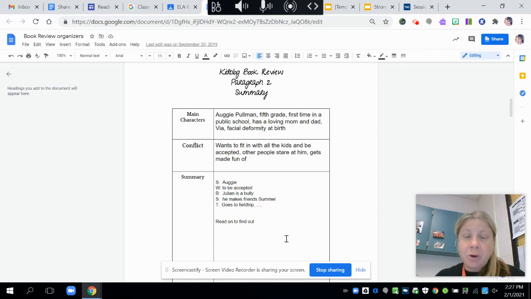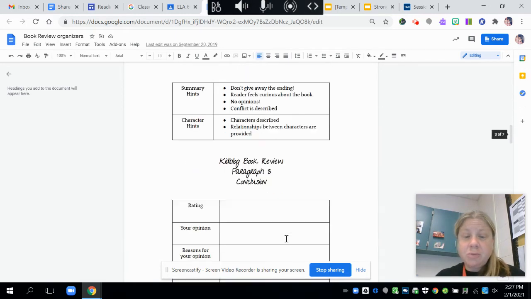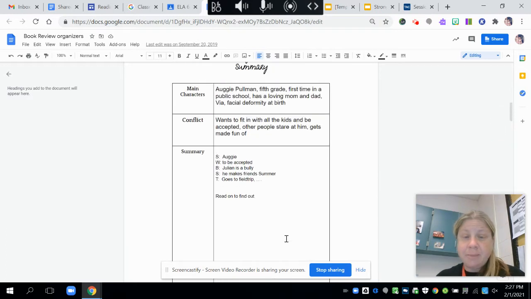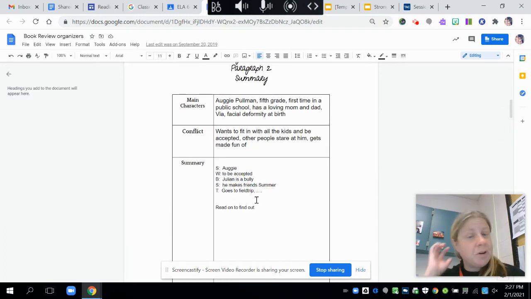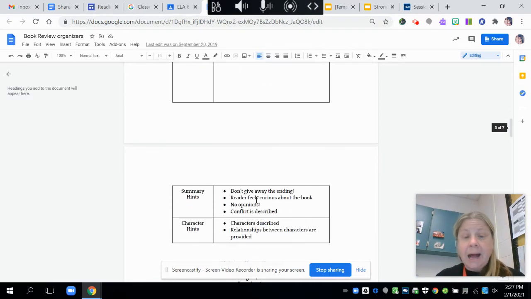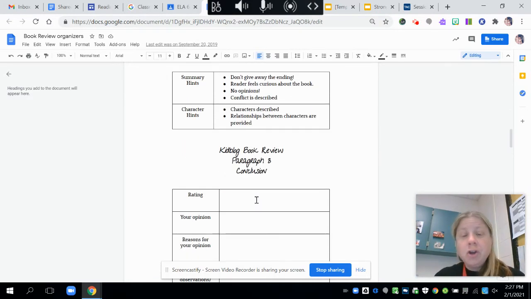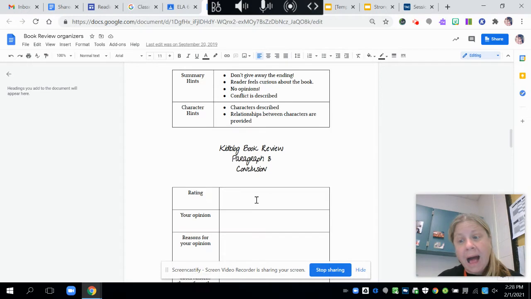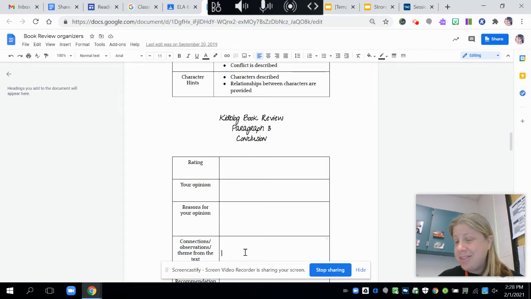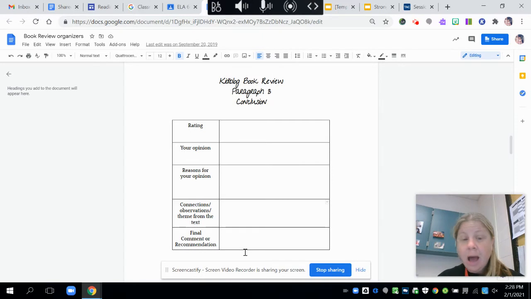Then you're going to go to your second paragraph, where you're going to use the somebody wanted but so then strategy to provide a little bit of information about the main character, a little information about the conflict, what the problem was in the story, and a little bit of information about the character. Your final paragraph is really just going to be summarizing everything. You're going to include a rating, your overall opinion, if you would recommend it to somebody, and why, with reasons from the text. Was there a theme that you felt this story really connected with you about? And then that final takeaway for your reader.